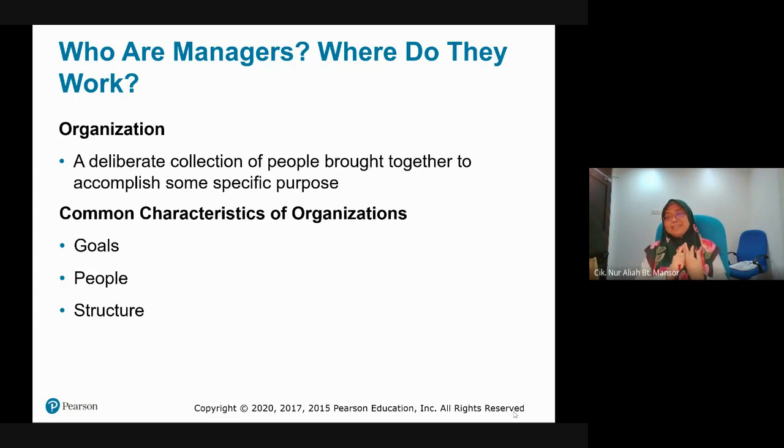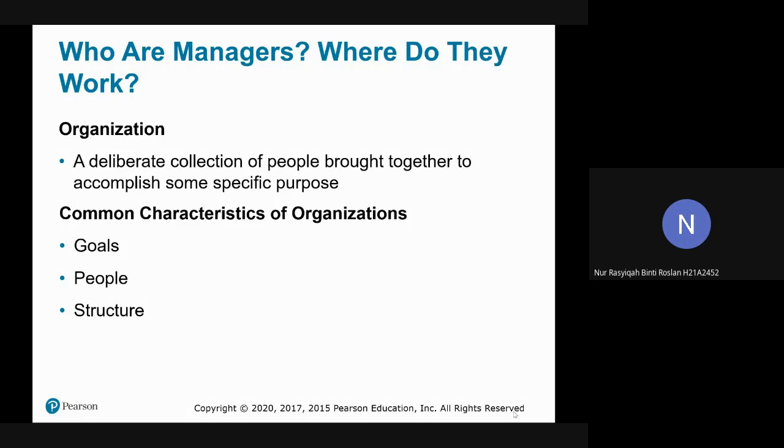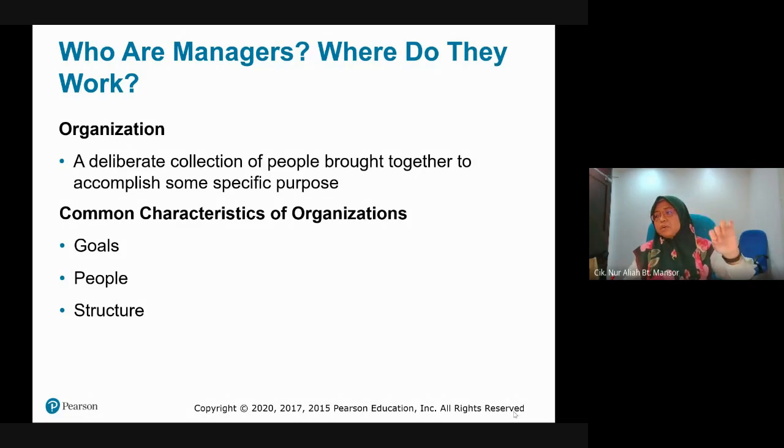Semua orang nak dapat A subjek ni, betul? Kan? Ada yang tak nak A ke? Kan? So semua ada common goal, which is you want to complete this course. Itu yang you punya goals. You want to complete your degree, you want to complete your course. Okay? So itu characteristics pertama organization.